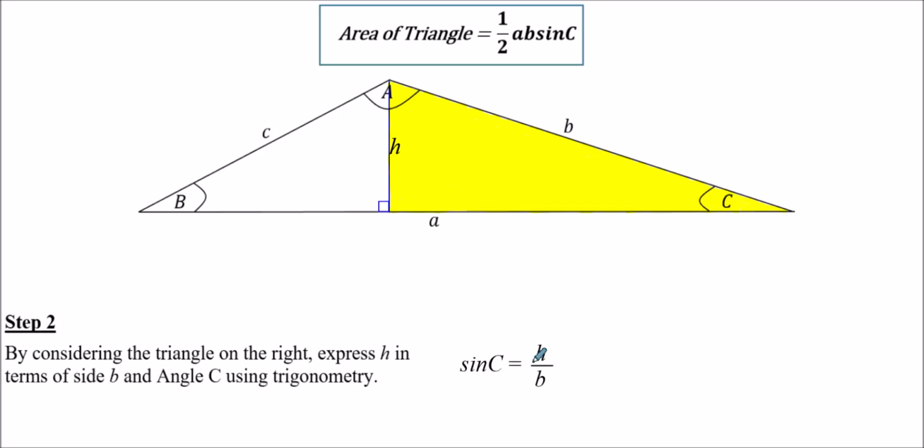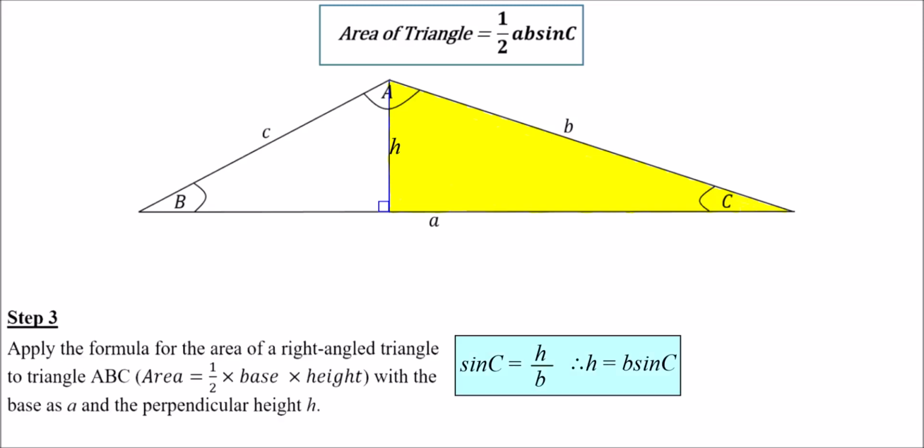This can now be rearranged to make H the subject by multiplying through by B, so therefore H is going to be B sine C. So step three, we're going to apply the formula for the area of a right-angled triangle to this triangle ABC. Just to remind you, area is half times base times height, but this time our base is going to be A, running along, and the perpendicular height is H. So I'm just going to put it into this nice salmon-coloured box, or pink if you'd prefer.